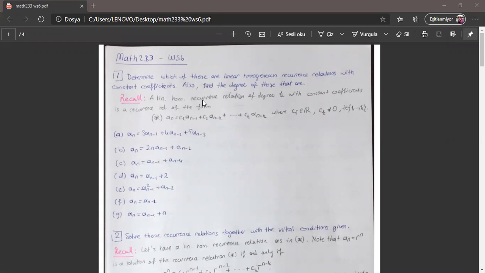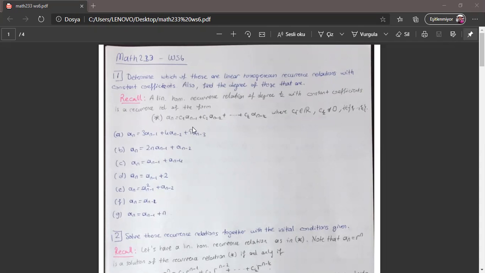If we have a linear homogeneous recurrence relation of degree k, then it should look like this, okay? So here we have c1, c2, they are real numbers, they are constant. We have these a sub n minus 1 till a sub n minus k. So this is the relation, which is linear. By linear, we mean we don't have something like a sub n minus 1 squared. All these values are of degree, or with power, 1.